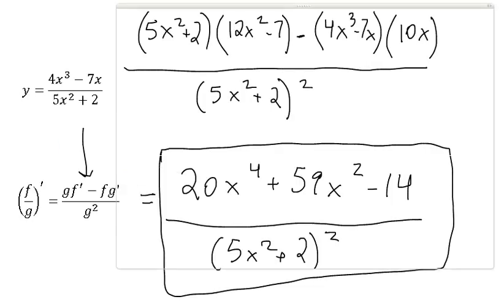It's fairly simple. Just remember that the derivative of f over g equals g times f prime minus f times g prime over g squared, or just remember the mnemonic, which is low d high minus high d low over low squared. And also remember that what this is solving for is the slope of the tangents.